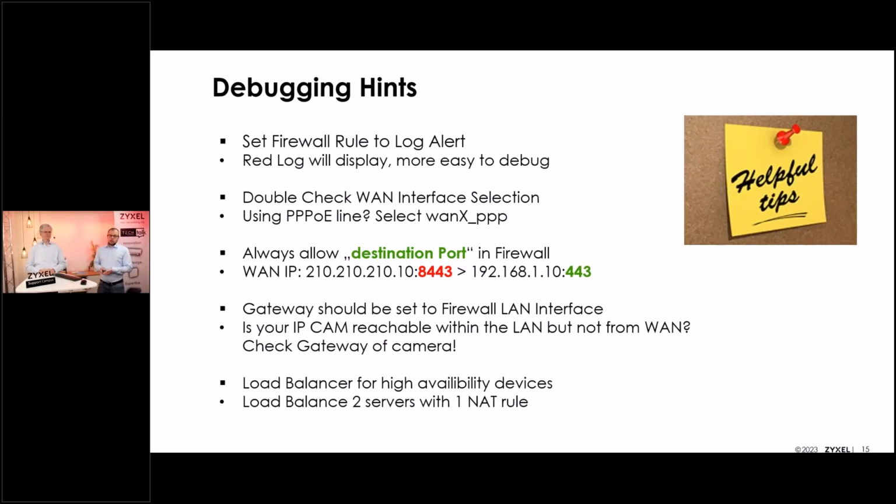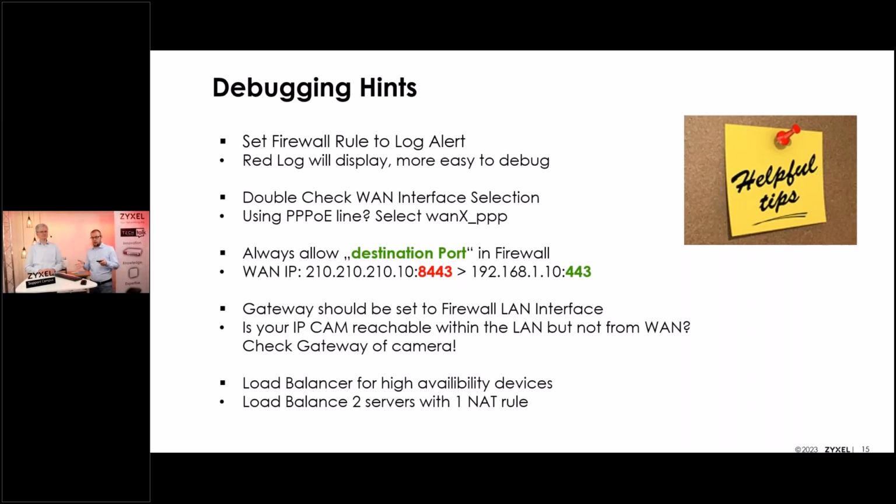As I already mentioned, we set the firewall rule to log alert in the first case because it will help us with easier debugging. The traffic that is handled by that specific rule will be marked as red in the log window. We can take a look at that in a second live demo, to see how it looks in the real world.